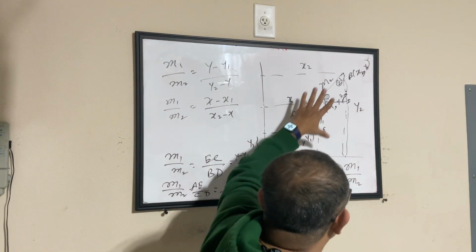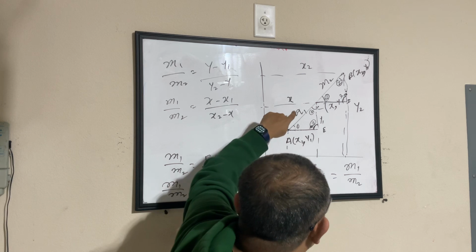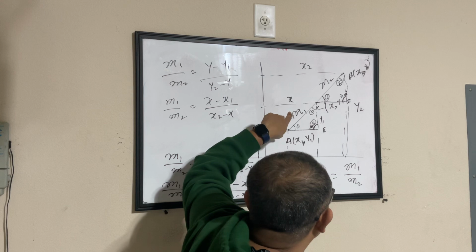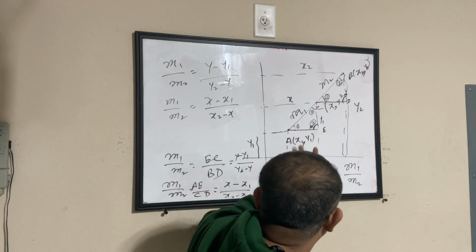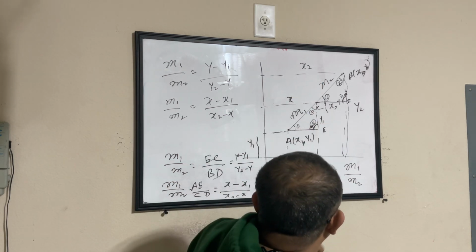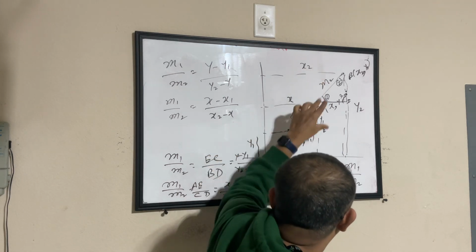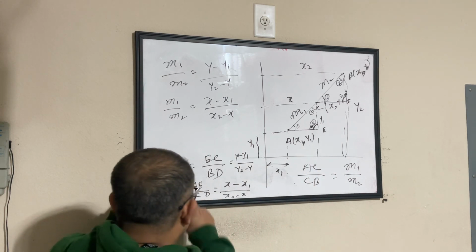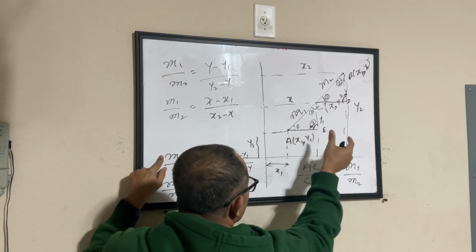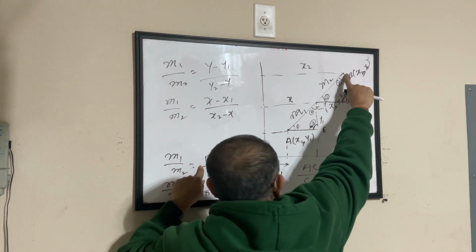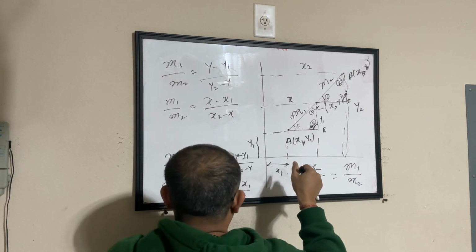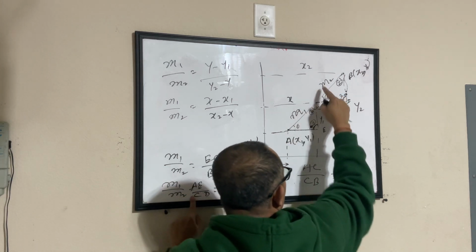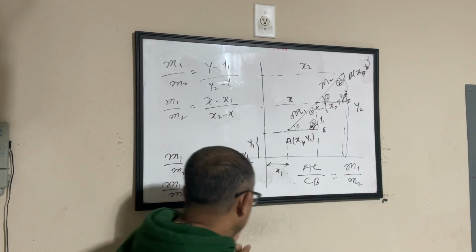Yeah. When these two triangles are similar, the sides will be in the same proportion. So m1 by m2 will be equal to this side by this side, and also m1 by m2 will be equal to this side by this side. That's what similarity of triangle says. That's what I've written here: m1 by m2 equal to EC divided by BD will be equal to AE by CD. So m1 by m2 will be equal to this by this or this by this. That's what we have written here.